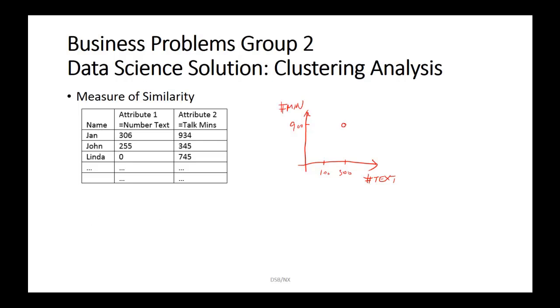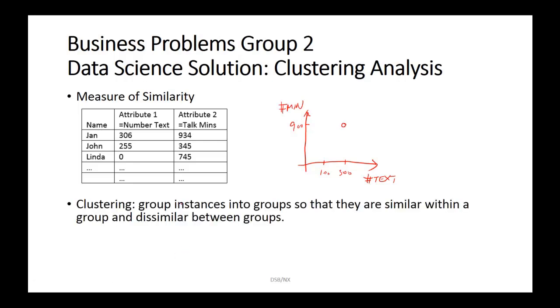So the goal of clustering analysis is to group instances into groups so that they are similar within a group and dissimilar between groups. We will use two methods to conduct clustering analysis. The first one is called K-means. The second one is called hierarchical clustering.